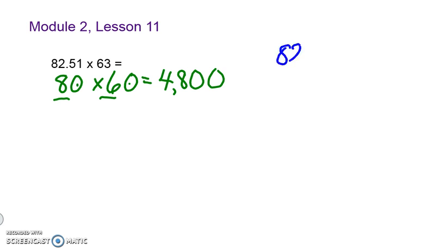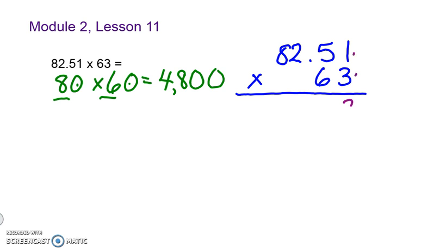When I write it, I'm going to put my decimal point there just so I remember that I have to put it in at the end, but I'm not going to do anything with it yet. So I'm going to multiply as if I had been multiplying without a decimal point, just like I've been practicing since the beginning of Module 2.